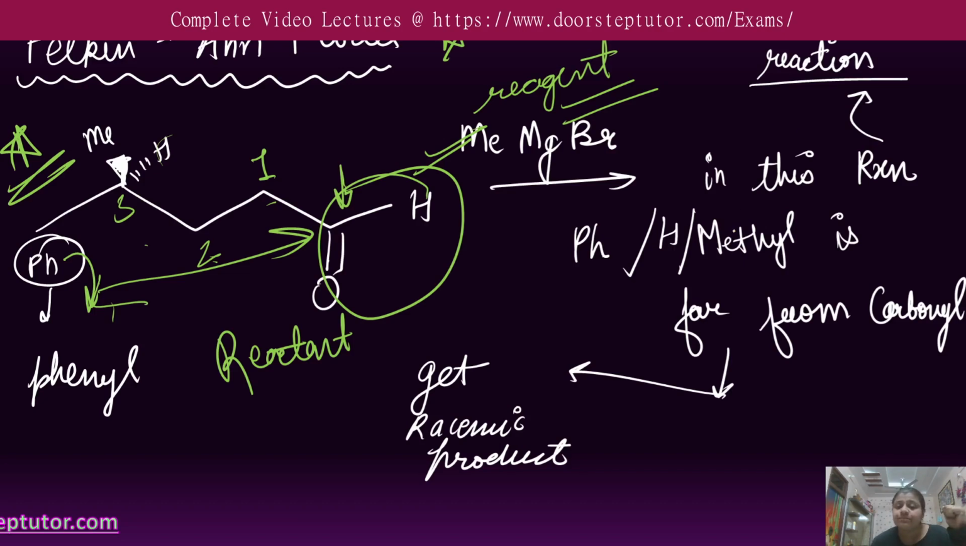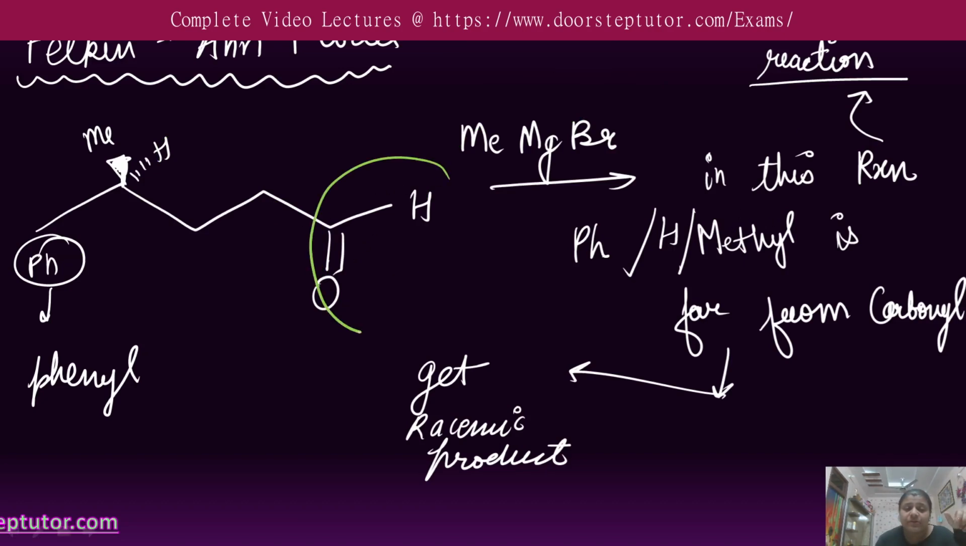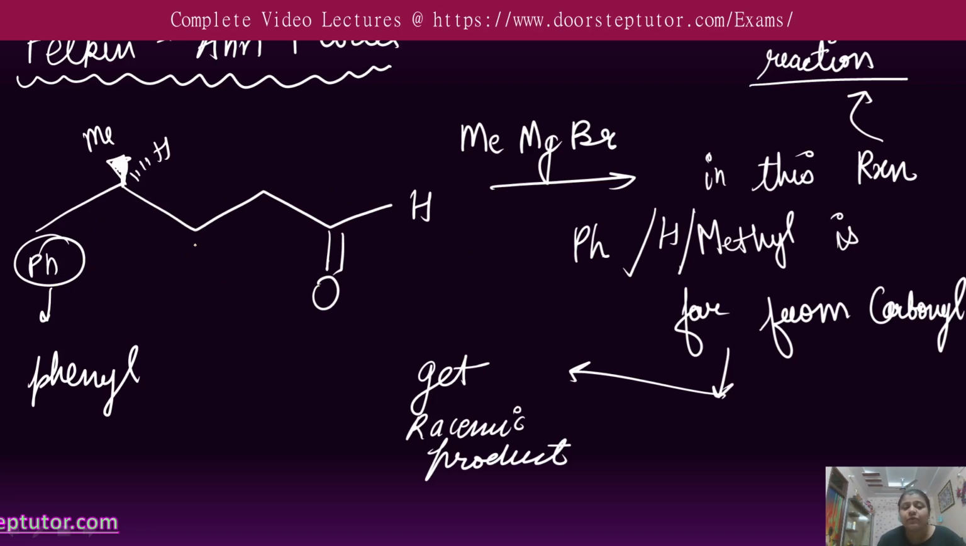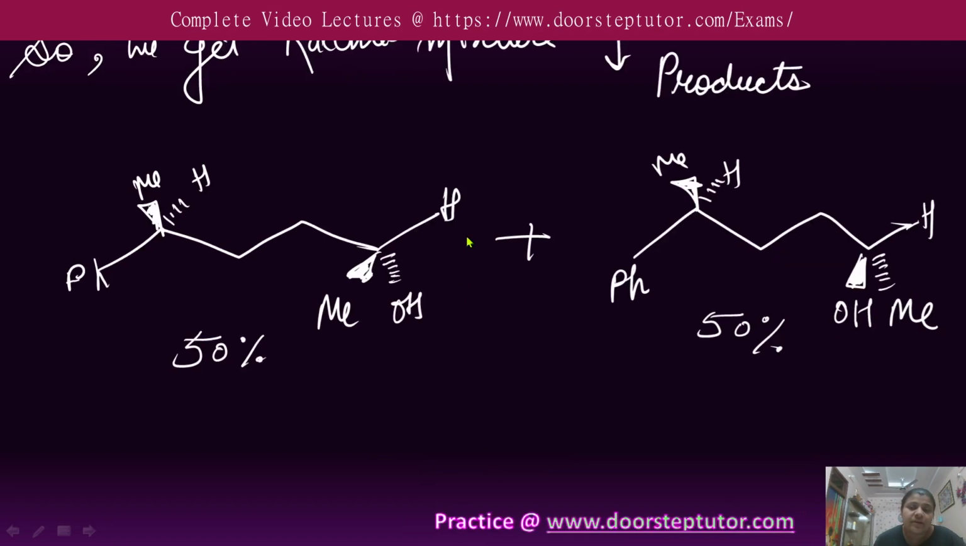In the reaction, the particular C=O is very far away from this compound, because it can be at the first, second and third position. That particular distance is responsible for the formation of the racemic products. So in this reaction we are getting racemic products, and the products are this.